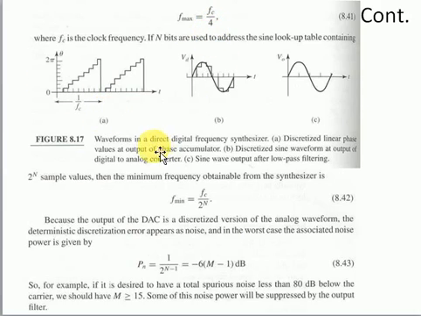This is the waveform of the direct digital frequency synthesizer. First, figure A shows the discretized linear phase value at the output of the phase accumulator. Figure B shows the discretized sine waveform at the output of the digital to analog converter. Figure C shows the sine wave output after the low pass filter.